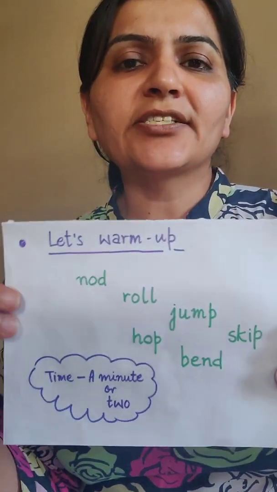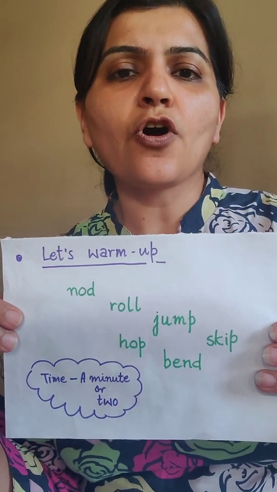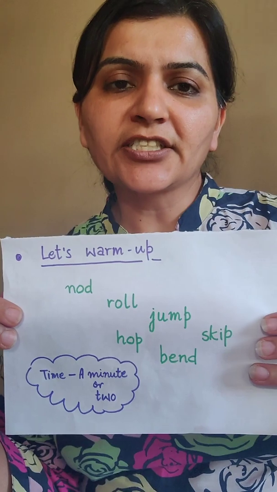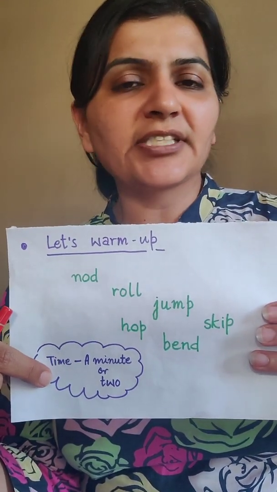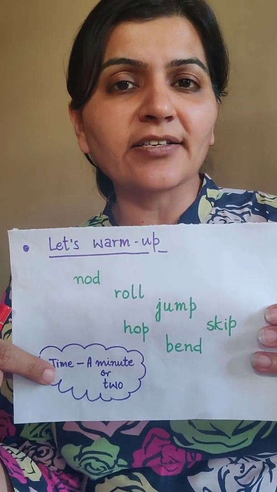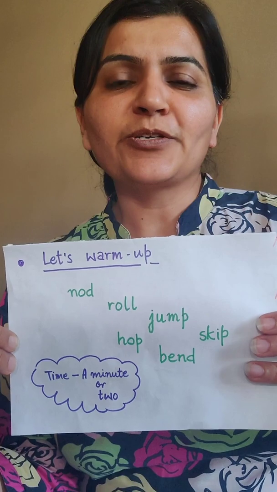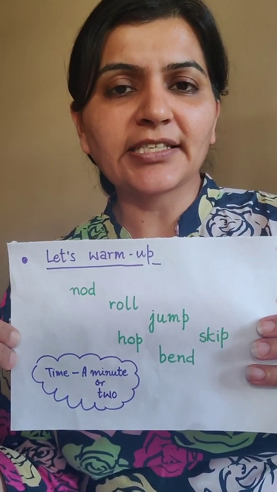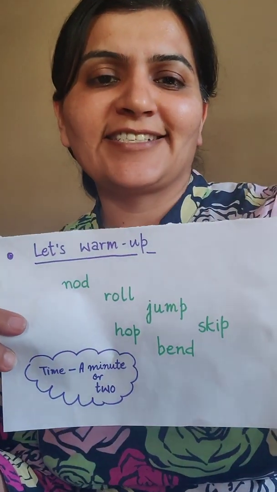Here I have the word list with me, children. Nod, roll, hop, jump, bend, and skip. These are the words I've written down here, and this is for the ones who have a timer. Otherwise, it's okay. It is just to check how much time it takes you to arrange them alphabetically. So note these down, do the exercise, come back, play the video, check the answers.